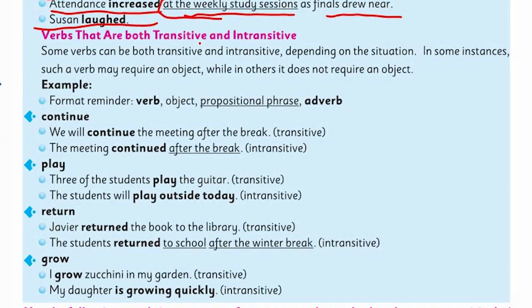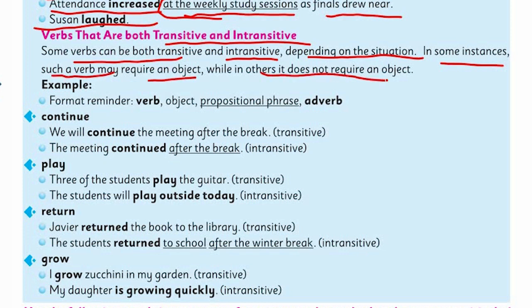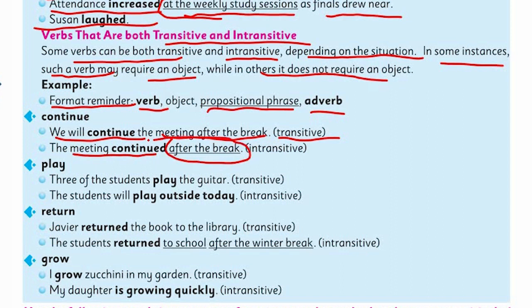Verbs that are both transitive and intransitive. Some verbs can be both transitive and intransitive depending on the situation. In some instances, a verb may require an object, while in others it may not require an object. For example, when there is a continuation in a sentence, we will continue the meeting after the break. Now this is transitive. The meeting continued is intransitive. Whether you add the extra part or not, your sentence is still complete.